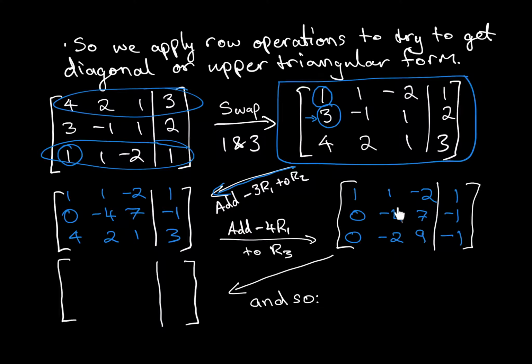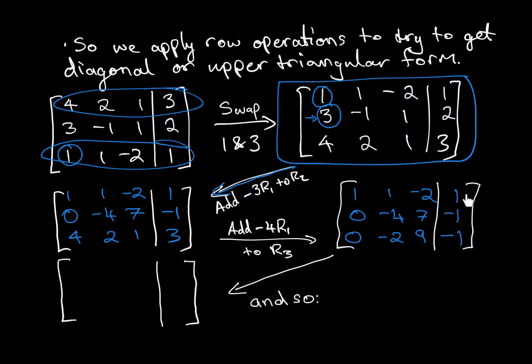Now I'm quite happy to leave this minus 4 there for my upper triangular form, but I want to get this one turned into a 0. So in order to do that, I've got to use one of my 3 row operations: adding a multiple of a row, swapping 2 rows, or multiplying by a non-zero constant. And the only way I can do that is to add a multiple of this second row.